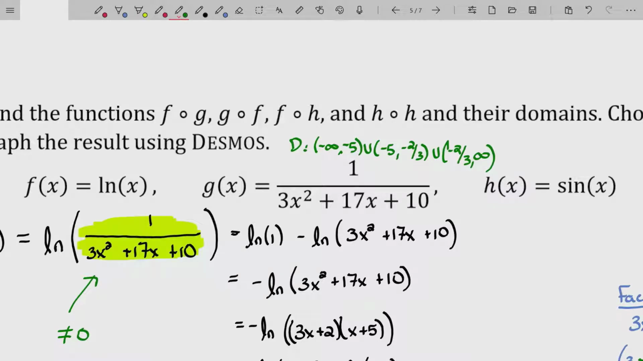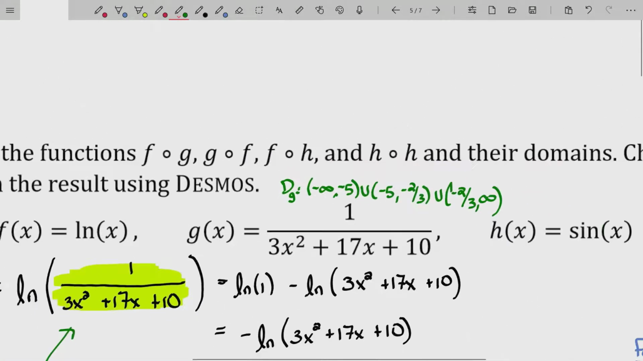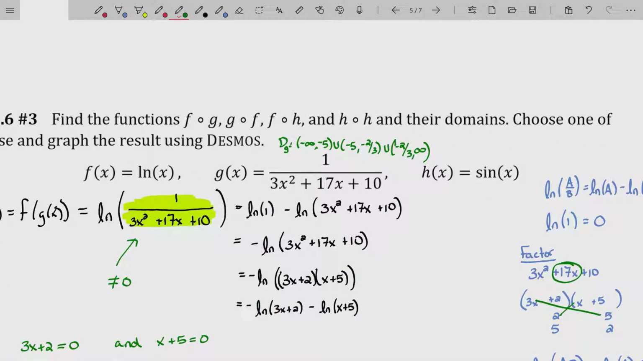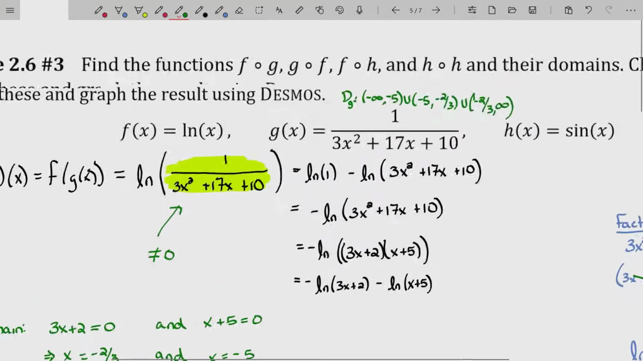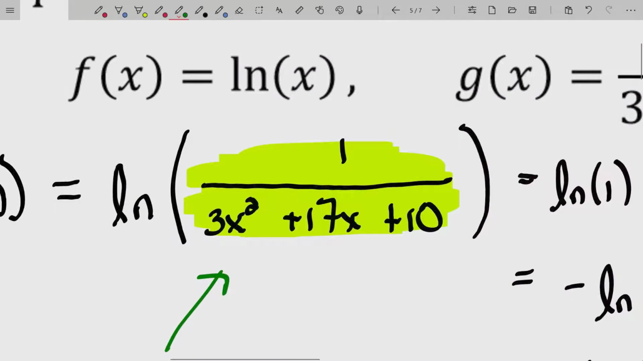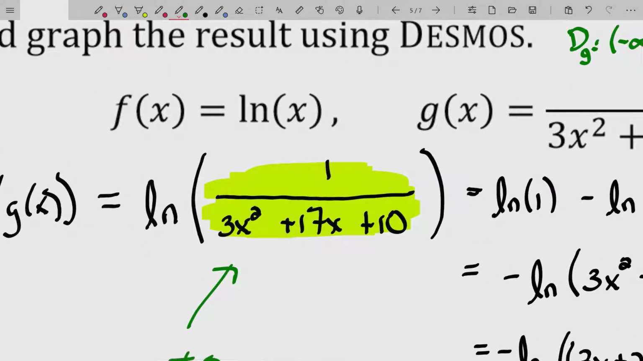I'll say D sub G. That's the domain of G. All right, so we found that domain. We got to throw two x values out of our possible domain here. But then you realize I've only worked on the interior of that. Now I have to worry about the exterior of that, the logarithm itself.